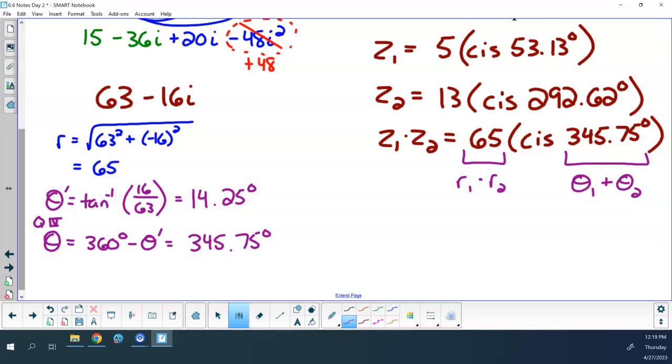Okay? Now, the problem with that is if both of my angles are over 180 degrees, I'm going to be outside the first lap of the unit circle, right? I'm going to be outside that 0 to 360 degree range. So you have to subtract 360 until you get down in there. You should only have to subtract once if you're multiplying two things together. If you're multiplying three things together, you might have to subtract twice. Okay? Good times.